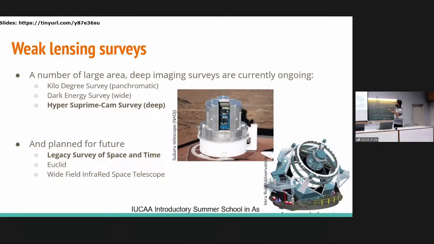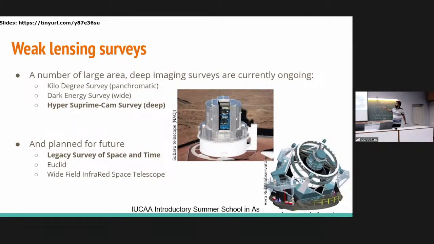So using this telescope, we are doing some of these surveys. There are other surveys which have now completed. In fact, all these three surveys are completed: the Kilo-Degree Survey and the Dark Energy Survey. One of them is being run from Europe. The Dark Energy Survey is primarily run from the US. And this one is a collaboration between Japan, Taiwan, and Princeton.